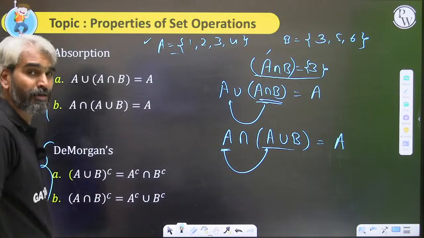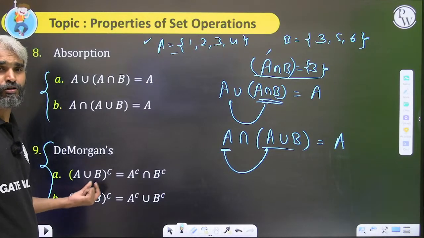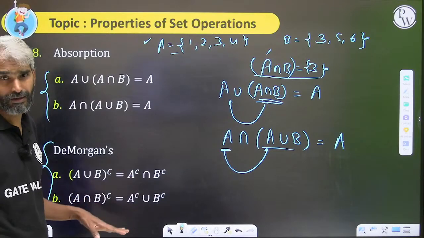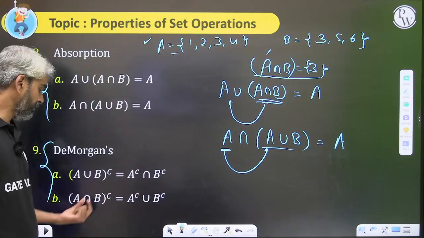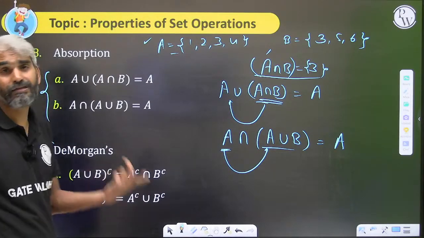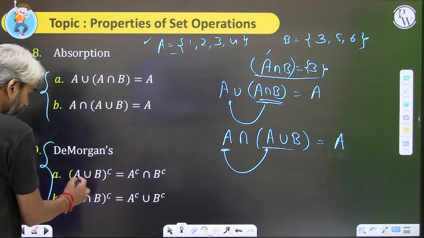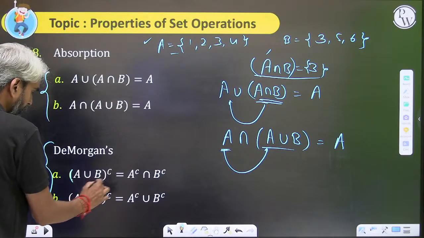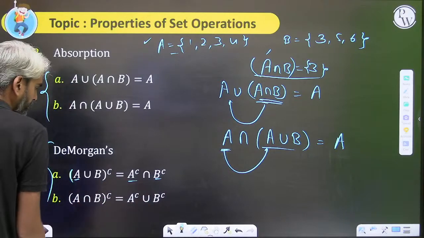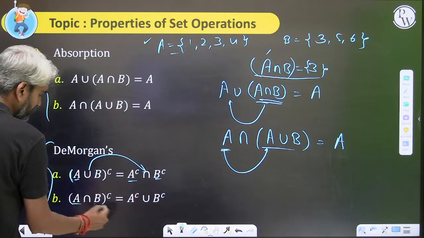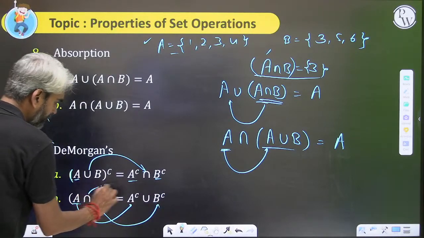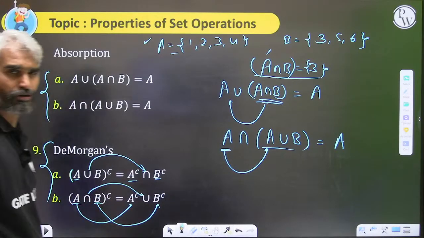Now, what is De Morgan's law? When we perform the complement of the union, then the individual sets will be complemented and union will get converted into intersection. Similarly, if we perform the complement of the intersection of two sets, then these sets will get complemented and intersection will get converted into union, right? So when we perform the complement of A union B, this will become A complement intersection B complement. Similarly, complement of A intersection B will become A complement union B complement. So these are simple logics, nothing more than that.